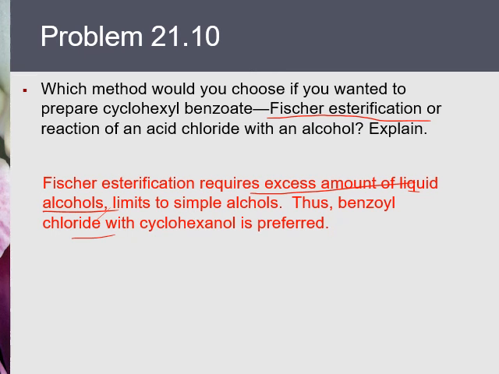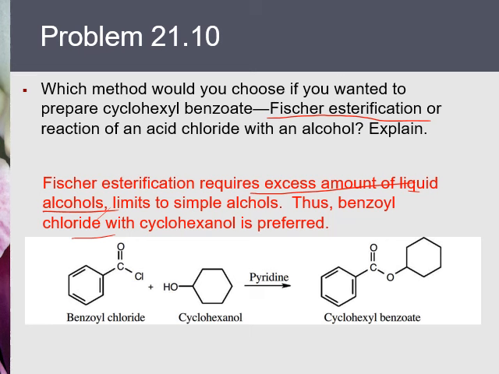acid chloride and alcohol. Okay, and in this case, we want to make cyclohexyl benzoate, right? This comes from acid, so that's benzoic acid, and this comes from alcohol. So the alcohol is cyclohexanol. Cyclohexanol has a boiling point of 160, and so it's not easier to reflux for high boiling point, and therefore Fischer esterification is not preferred.